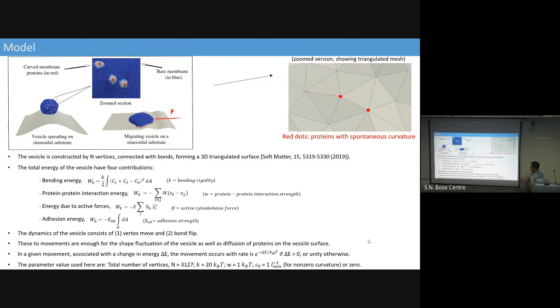So this is the interaction energy. When they are nearest neighbors, it will have some energy contribution. If they are not nearest neighbors, then they will not have any energy contribution.